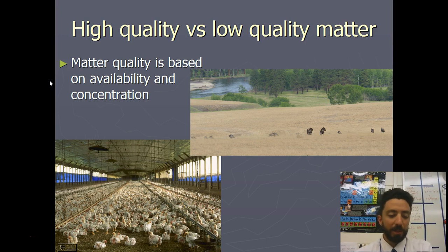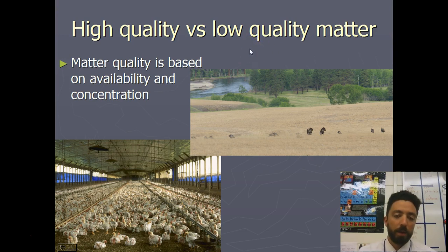And something that's highly concentrated and easily accessible would be things like the turkeys in this turkey farm, right? You can see just how many turkeys there are in a small amount of area. It's very high quality matter, and we're talking about turkey meat in this case. You could have an oil deposit, which would be high quality. If it's a large oil deposit that's close to the surface, you can get to it very easily, and it's got pretty good concentration.